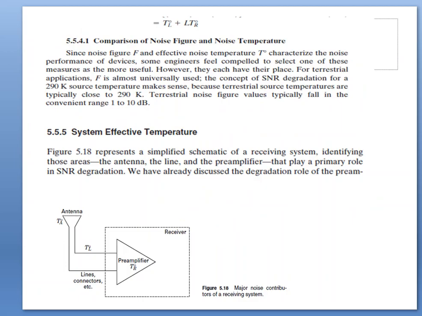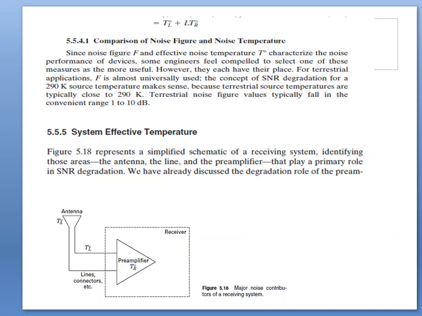Now we move to the comparison of noise figure and noise temperature. There is a comparison between noise figure and noise temperature. Since noise figure F and effective noise temperature T0 characterize the noise performance of a device, some engineers feel compelled to select one of these measurements as more useful. However, they each have their place. For terrestrial applications, F is almost universally used.